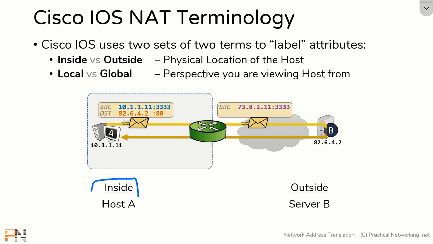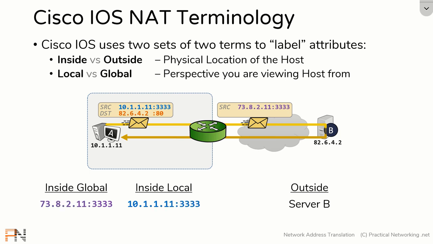So our category of inside is actually broken up into two different categories. The inside global address, which is how you view host A on the public internet, and the inside local address, which is how you view host A on the local network itself. Which means the inside local address for this translation is 10.1.1.11. It's attributes that belong to a host which is physically sitting on the inside network as viewed from the inside network, and the inside global address is attributes which belong to a host that is physically sitting on the inside network as viewed from the global perspective.